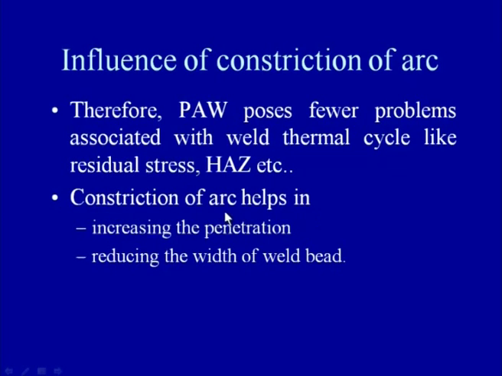So, the constriction of the arc, which helps us in increasing the energy density associated with the plasma and its temperature, will increase the penetration capability of the plasma, and it will reduce the width of the weld bead, because if the arc is not constricted, then it will be diffused and will have a wider cross sectional area, which in turn will make the weld bead wider. So, if the arc is constricted, it will increase the penetration into the base material during welding, and further it will reduce the width of the weld bead being made.